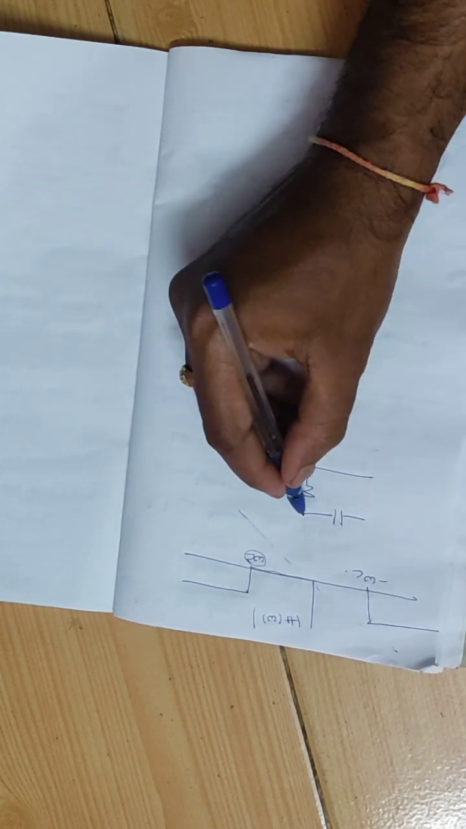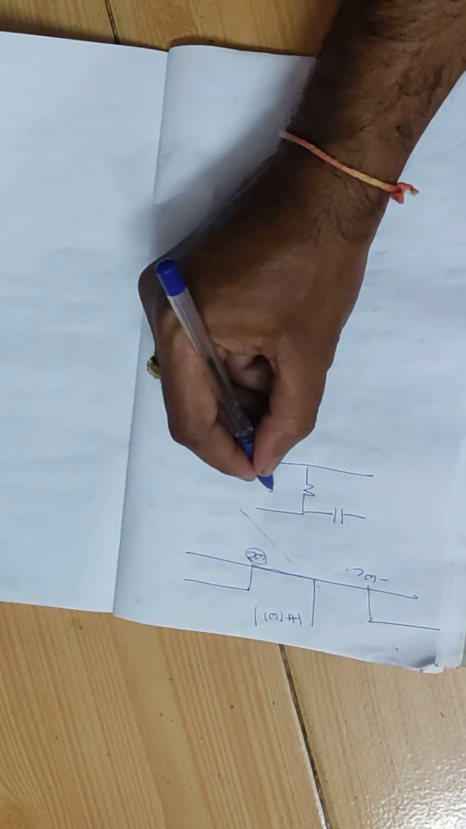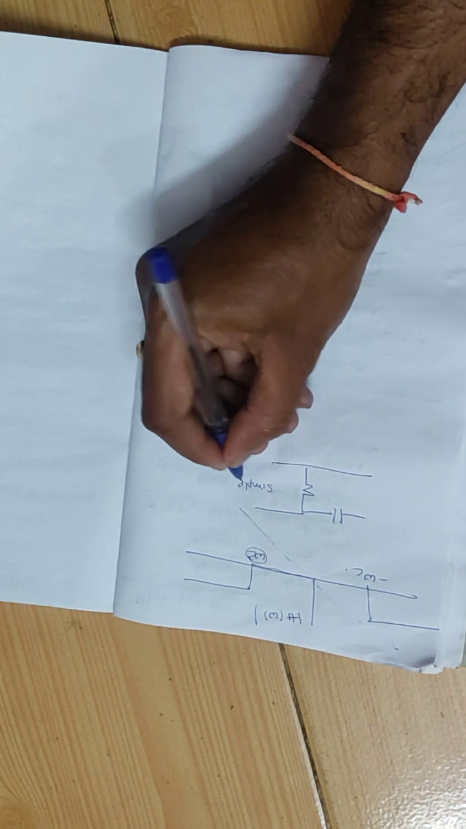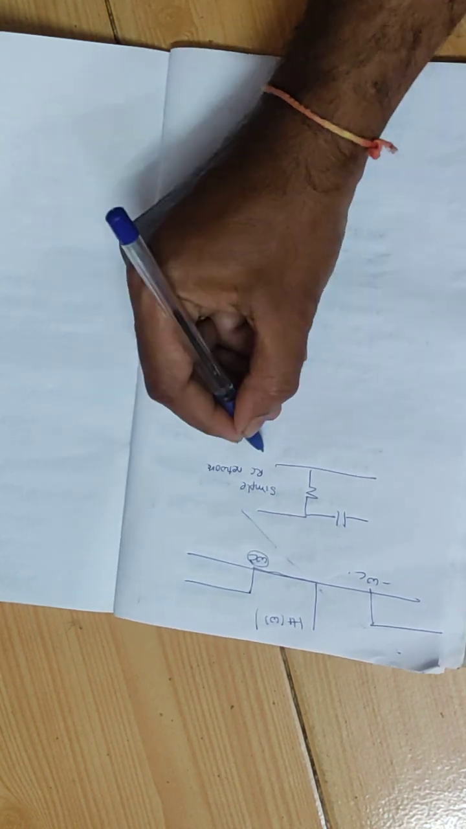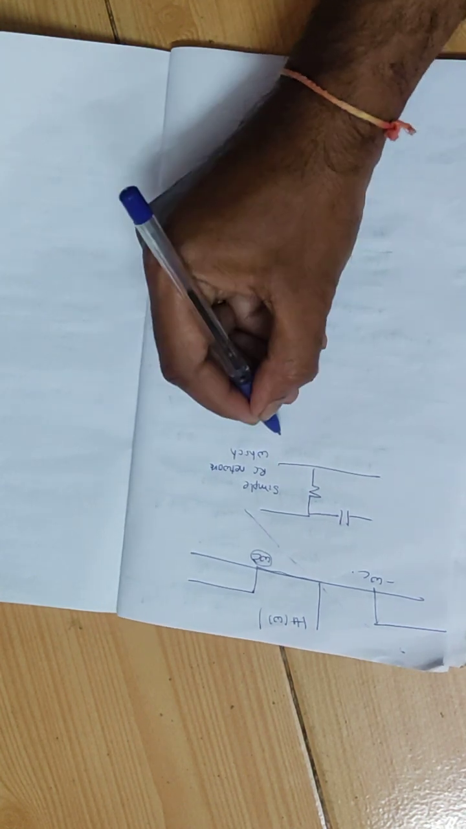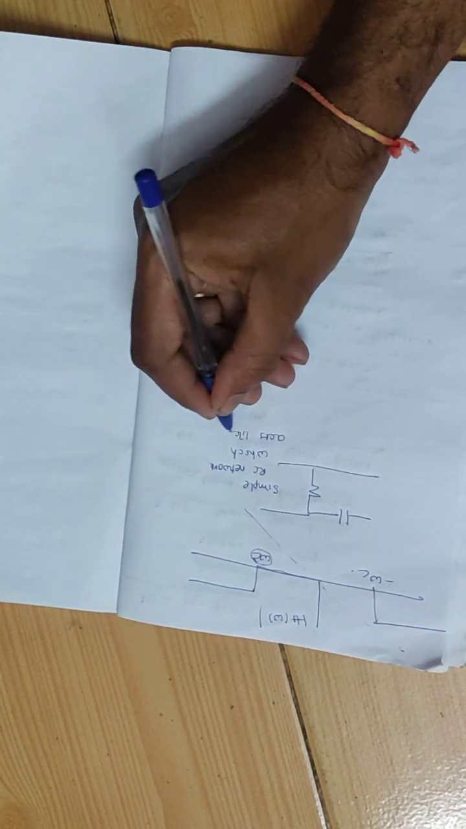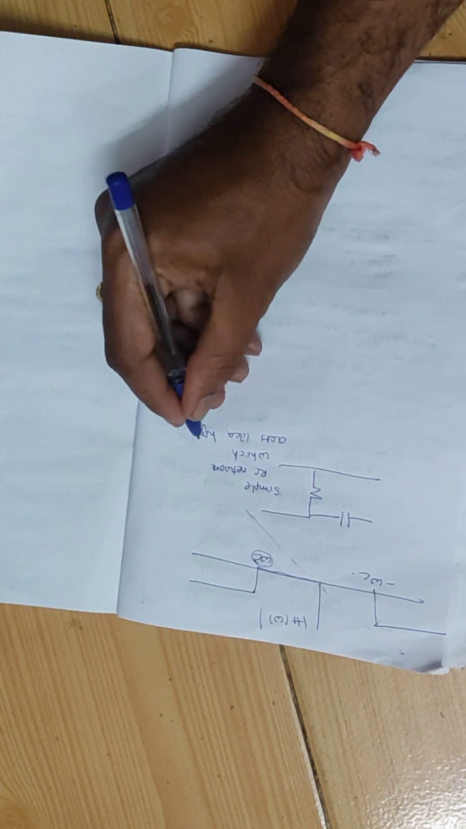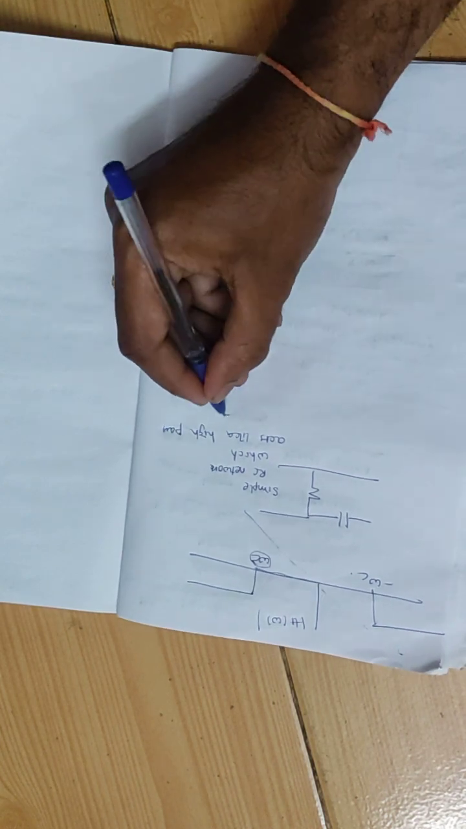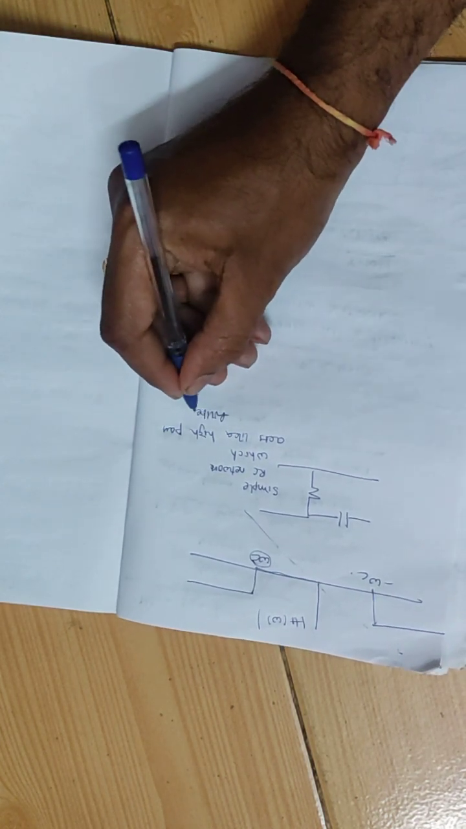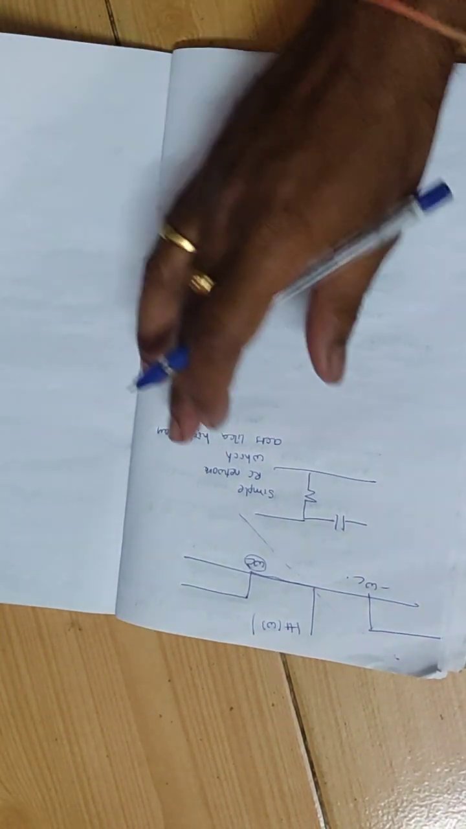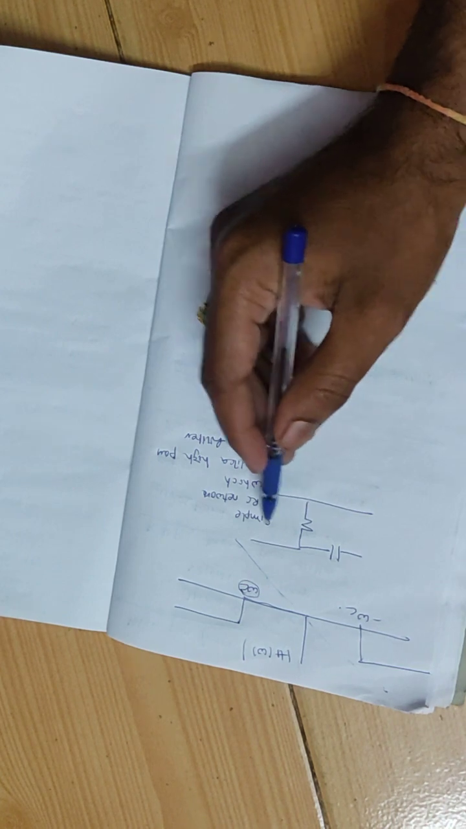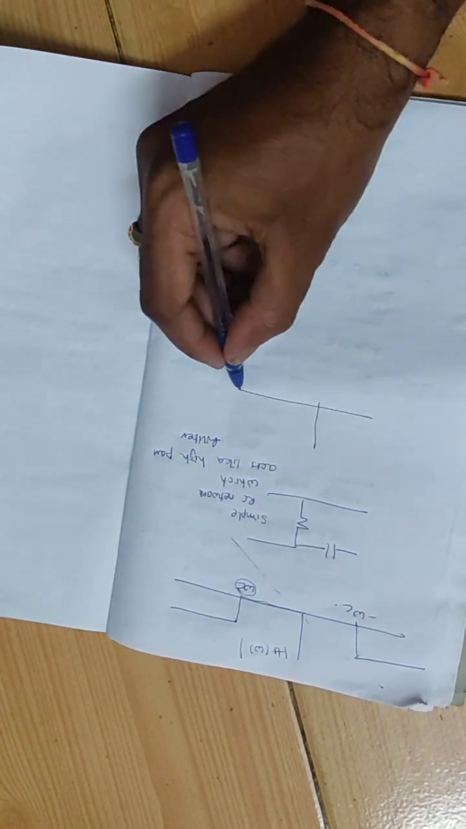This is a simple RC network which acts like a high pass filter. This is a simple network, so you will have some complex high pass filters as well. Okay, so this has characteristics like this.